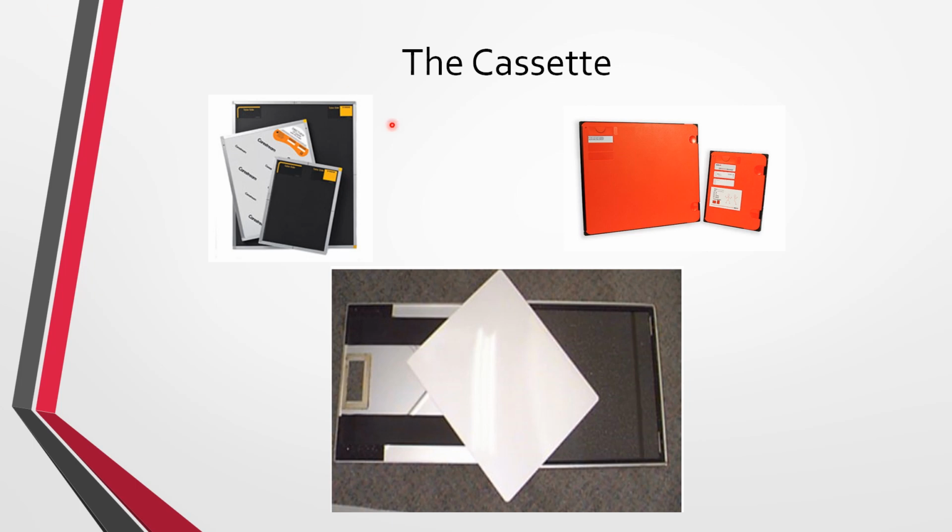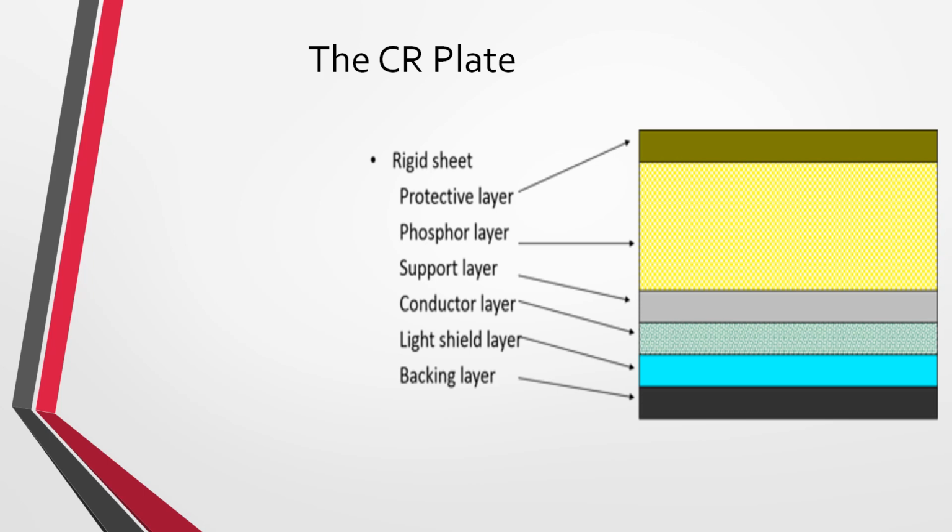And here are some pictures of the cassette. So these are two different types. This is Kodak, this is Agfa, and this is the inside with the image plate. We'll learn that it could be called a PSP. But this is what would actually receive the X-rays, and where the information would be stored would be on this plate. So we'll look at the plate and its components, their parts, and their function.